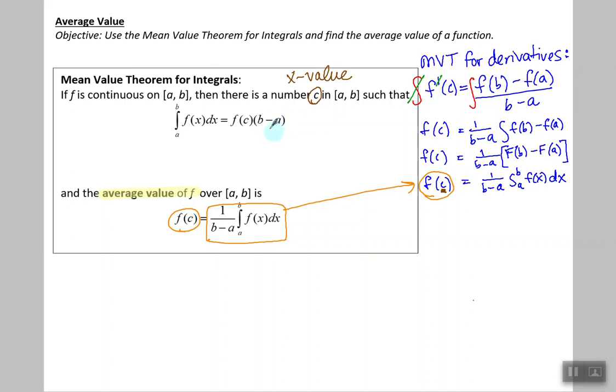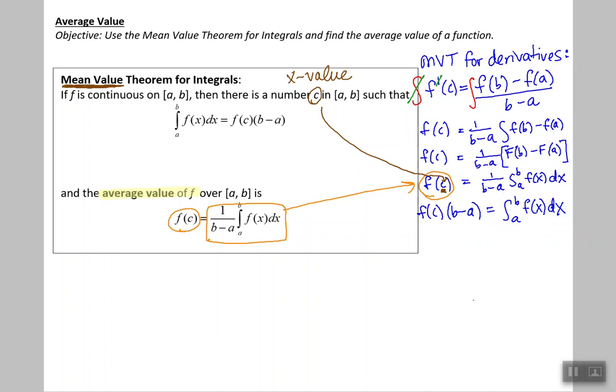How do we get that? We get that by multiplying both sides of this equation by that constant b minus a. But again, the mean value from our mean value theorem for integrals is that x value from the average value, that x value right there. So when we multiply both sides by that constant b minus a, we get f of c times b minus a, and on the other side, the integral from a to b of f of x dx.